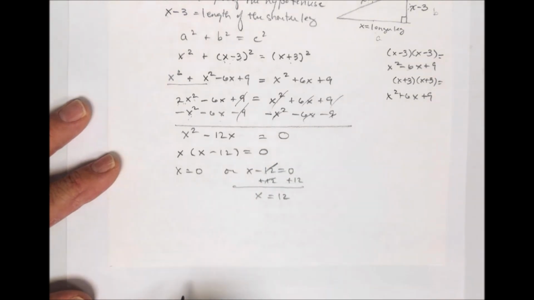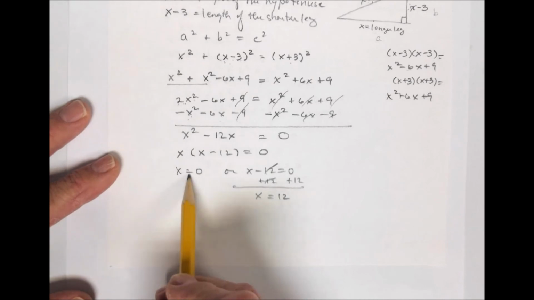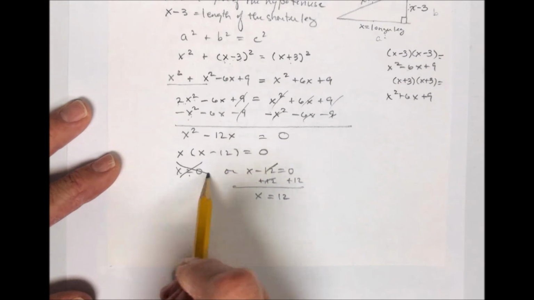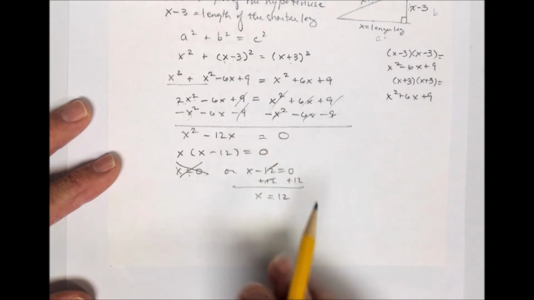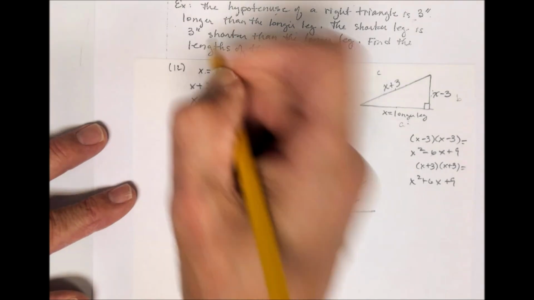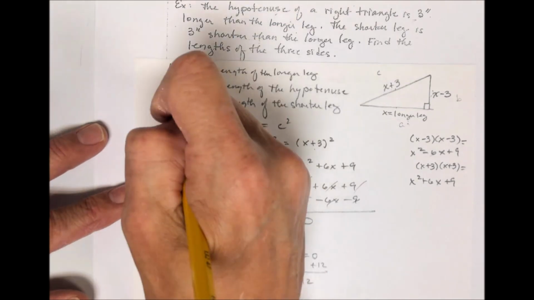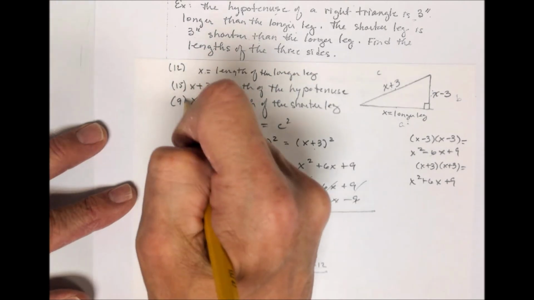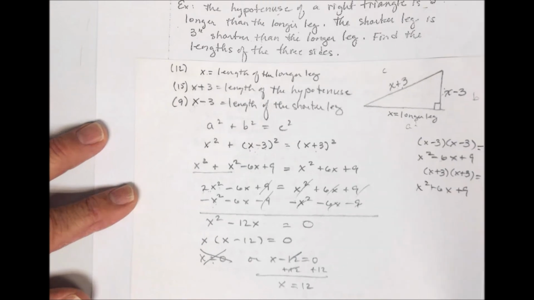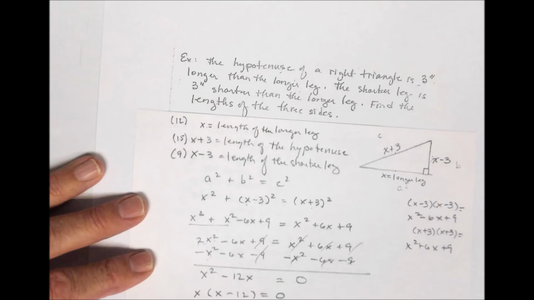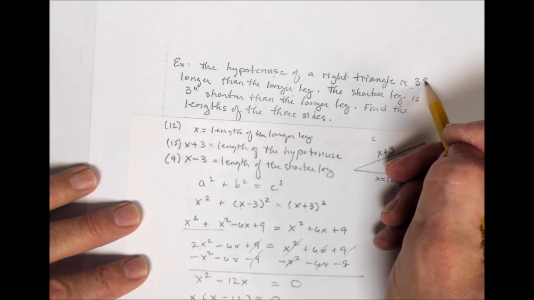Well, unlike the last problem that had 2 sets of answers, this one's only got 1, because x can't be 0. It's the measurement of a leg. Way up here. Throw him out, it's got to be 12. So let's go back. X is 12. So this guy here is 12. This guy here is 12 plus 3, that'd be 15. This guy is 12 minus 3, that'd be 9. So I have to write this out, find the lengths of the 3 sides. And this is, by the way, in inches, because you can see it's talking about inches here.